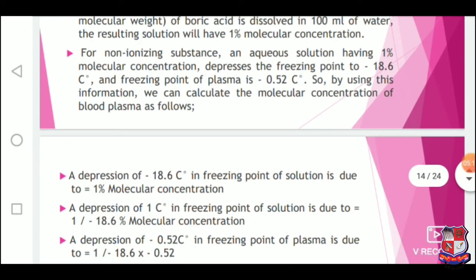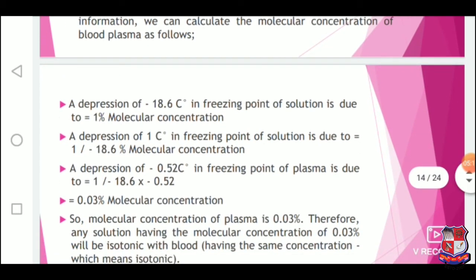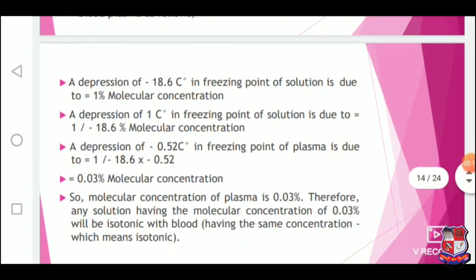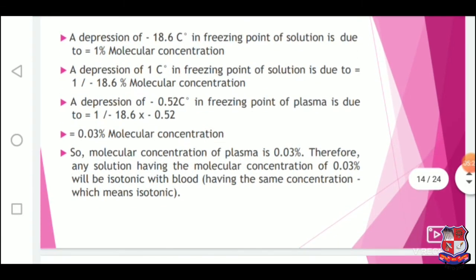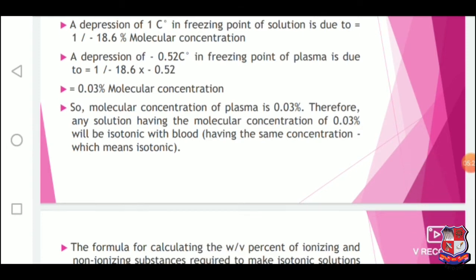In the freezing point depression method, the standard solution of minus 18.6 degrees centigrade is employed. So, the molecular concentration of plasma is 0.03%. Therefore, any solution having the molar concentration of 0.03% will be isotonic with blood, having the same concentration, which means isotonic.